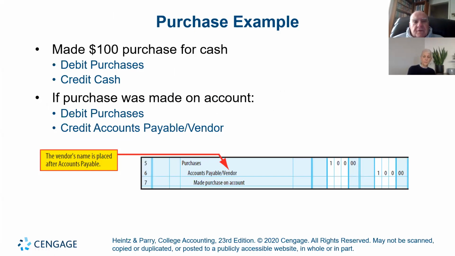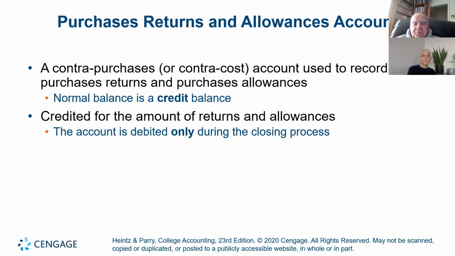That's pretty vanilla. Purchase returns and allowances. One man's purchase return is another woman's sales return, right? It's the same thing, just depends on what side of the river you are. Contra purchases account used to record purchase returns and allowances. Notice this has a credit balance. It would have to have a credit balance since purchases have a debit balance, and these are the contras.